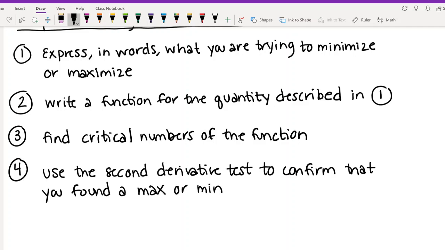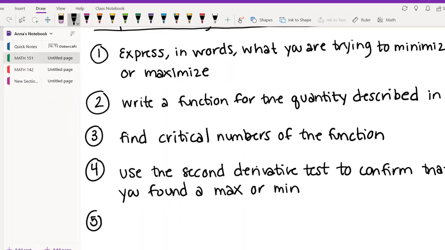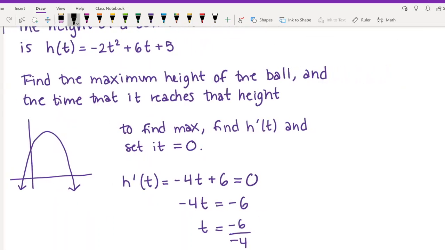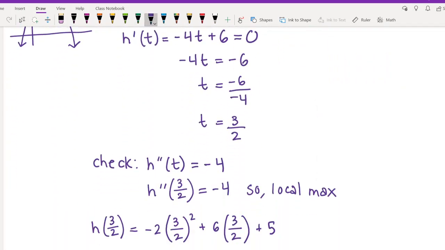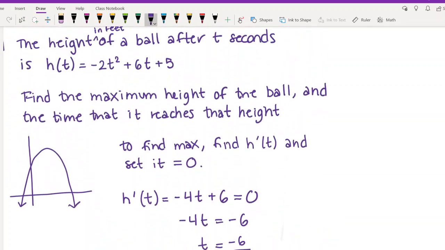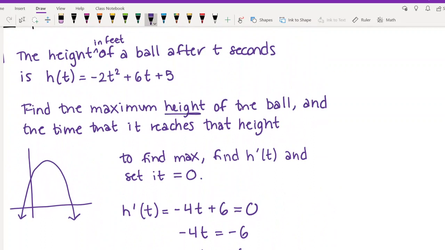And then the last step is basically to look at what you're actually being asked. So what do I mean by that? Well, in this question that we did here, if you got to this point and you're like, okay, t is equal to 3/2, that's the answer, you would actually get this question wrong, right? Because that was part of the question, but really the main thing the question was asking was to find the maximum height.